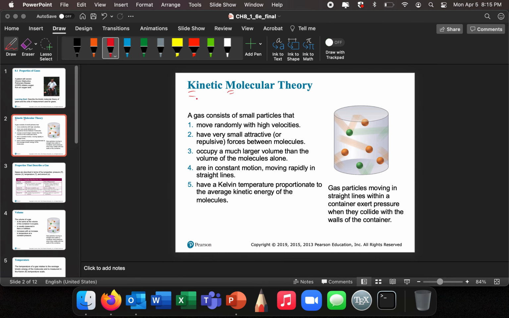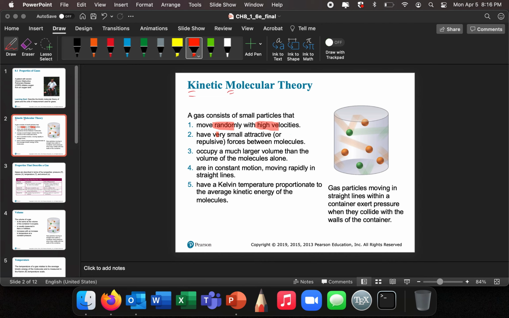All right, so the KM theory has 5 principles that we're going to appreciate. Number 1 is that gas particles move randomly, and with high velocities. Okay, that's point number 1. So let each of these represent a gas particle. Obviously, gas particles are much, much smaller than this, but we make them big so you can see them. What they're doing is moving very randomly and at high velocities.